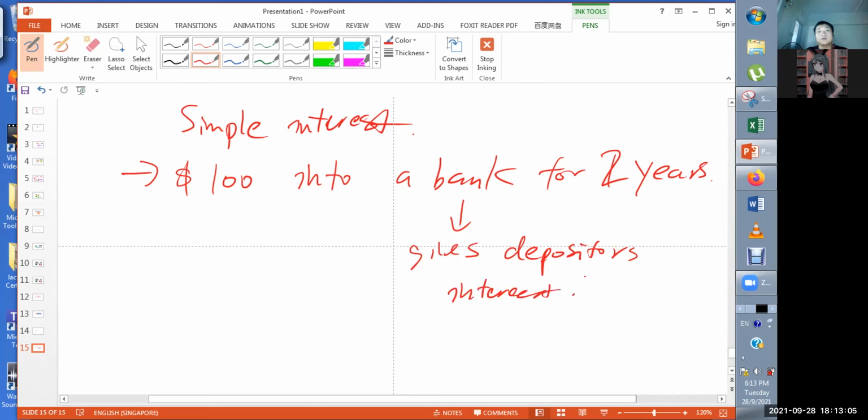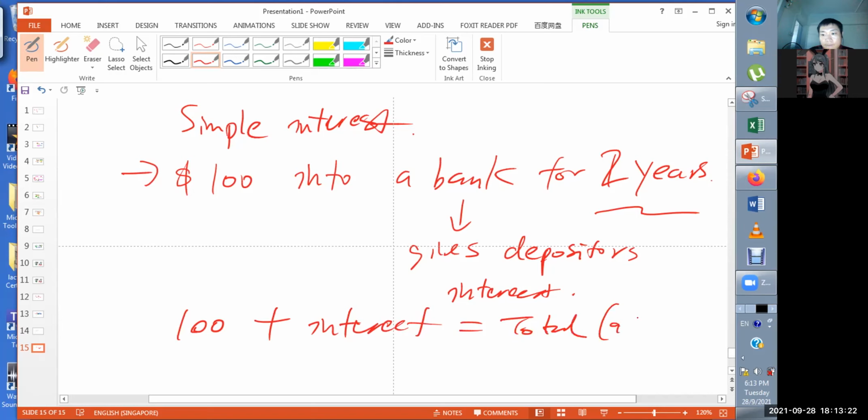So at the end of 2 years, you will definitely get more than $100. Why? Because this $100 plus the interest is the total you are going to get after 2 years, right? Does it make sense? The logic? This $100 in mathematics is called the principal. Have you learned this? It's called the principal. The money you put inside is called the principal. This is the term for it.